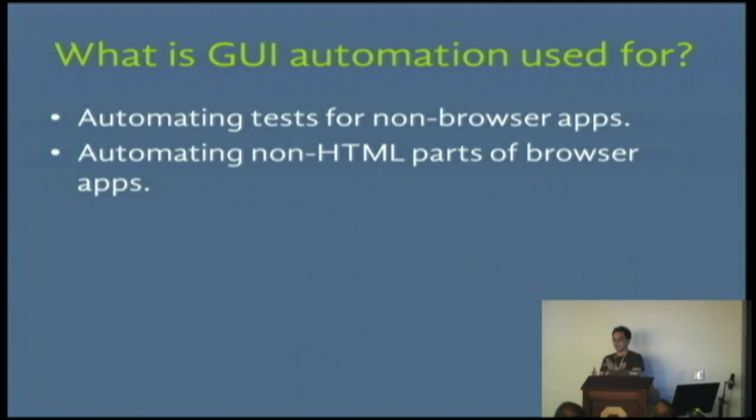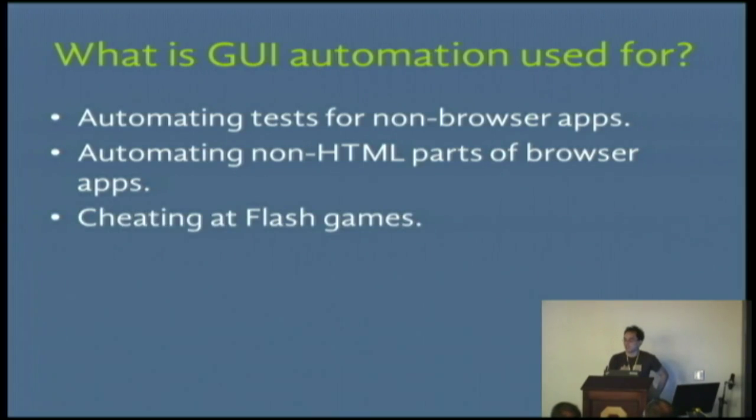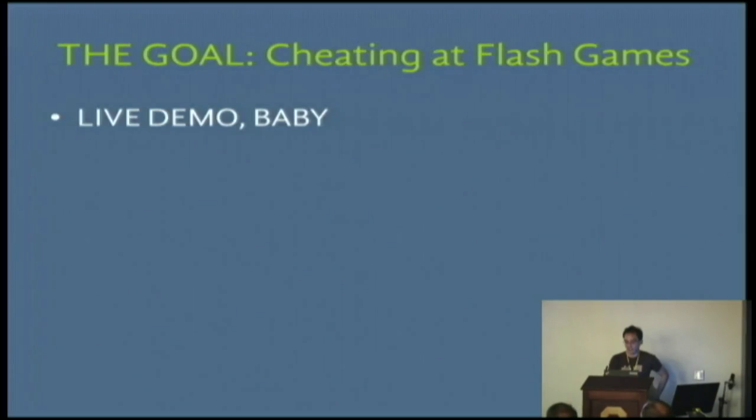as part of that, so you can't really get any certain part inside the canvas tag, or if you have a Flash animation going on and you want to click on certain buttons inside that Flash animation, that's not something that you can do with Selenium, but you can do if you have something that can control the mouse and keyboard. But the main thing that I think GUI automation is wonderful for is writing bots to cheat at Flash games, which takes us to another live demo.